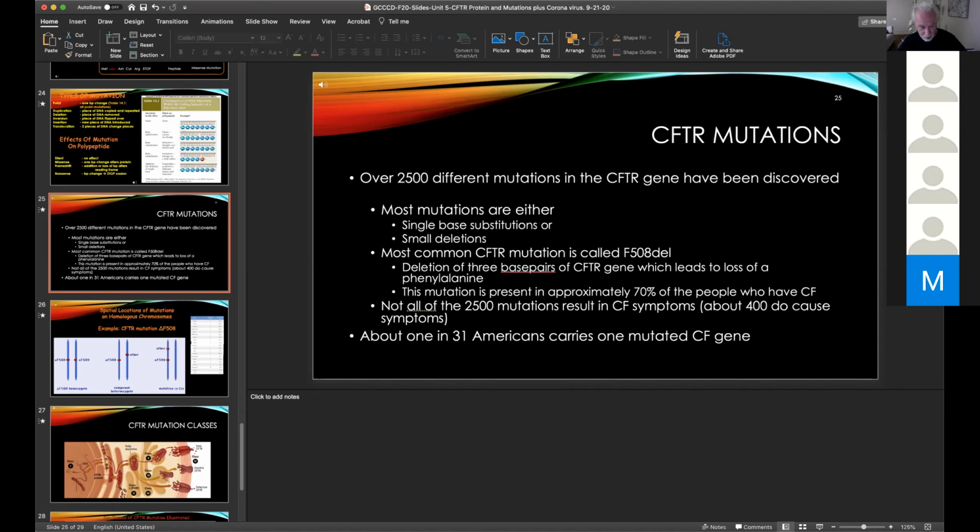Many, if not most, of the 2,500 mutations do not result in disease symptoms. Only about 400 of them do. And about 1 in every 31 Americans carries one mutated gene. If you only carry one, you have no symptoms. You have to have 2 mutations in the CFTR gene in order to have symptoms of cystic fibrosis.